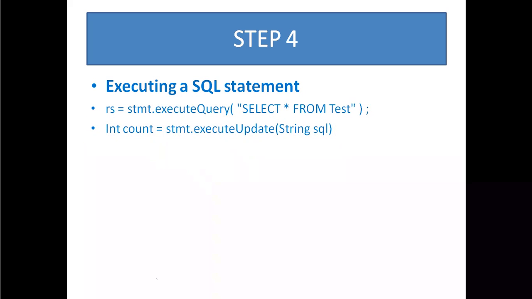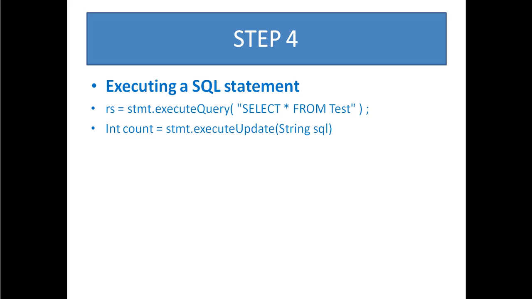In step 4, we need to execute the query which is created in step 3, using a statement object. Using the executeQuery method, we can run select queries, and using the executeUpdate method we can run update queries and delete queries. For the executeQuery method we will get the result set back, and for the executeUpdate method we will get the number of records updated or deleted.